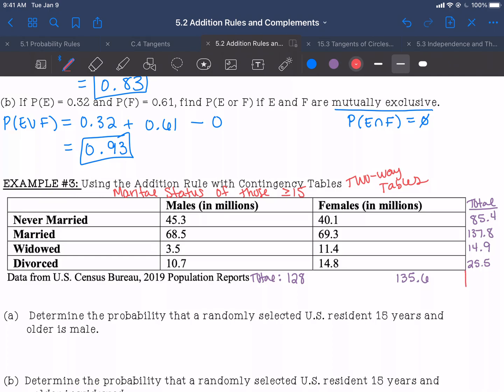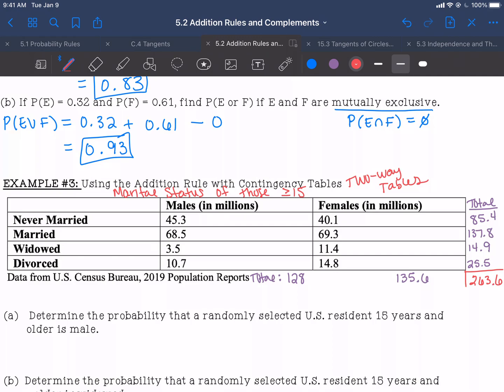So then the total amount of people we're talking about, if you add the totals column and if you add the total row, you're going to get the same number, which is 263.6. So there's 263.6 million people in this report.